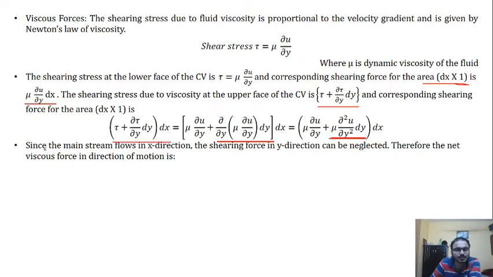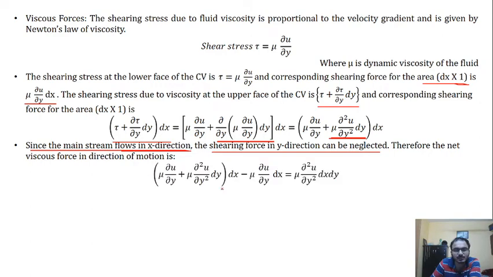Now the main stream flows only in x direction. So we are neglecting the shearing force in y direction. Therefore, the net viscous force in the direction of the motion is given by this formula, that is, this minus this based upon the direction, because at the bottom face it is in negative x direction and at the top face it is in positive x direction. So ultimately we are getting this, because this term will get cancelled out with this term.